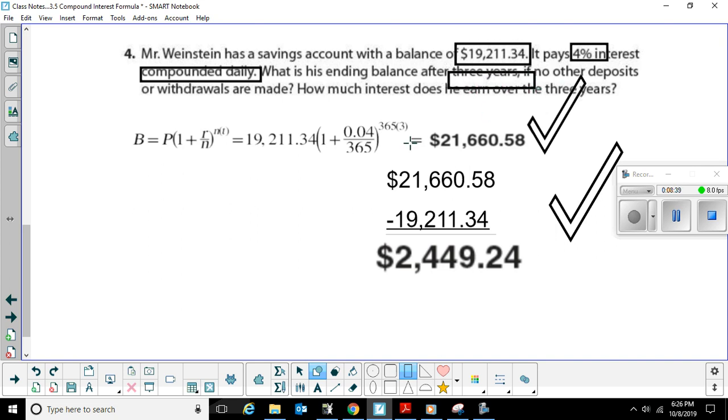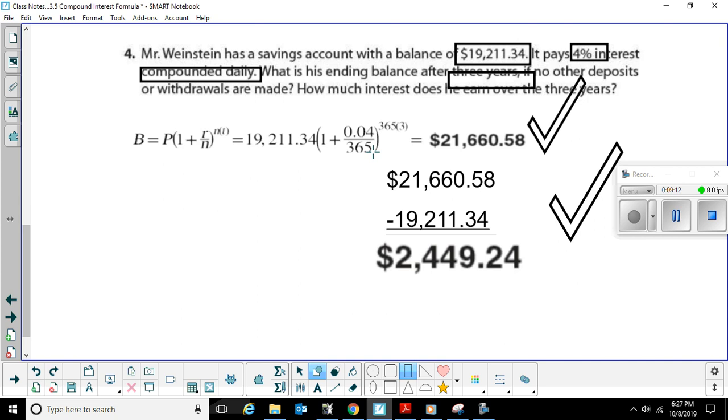Okay, so where should the 3 go? 3 goes right here in the exponent. Where should the daily compound, the 365, go? It goes in the exponent here and goes in the denominator. Where's my percentage going? You got it, right here, my numerator. Where's my balance? Where's my principal going? Principal goes right here. So we got our principal times parentheses, and inside those parentheses, I have my percentage over my compounding.